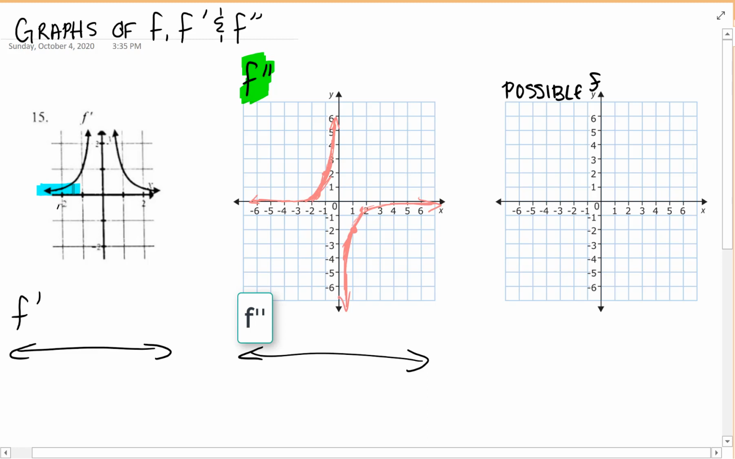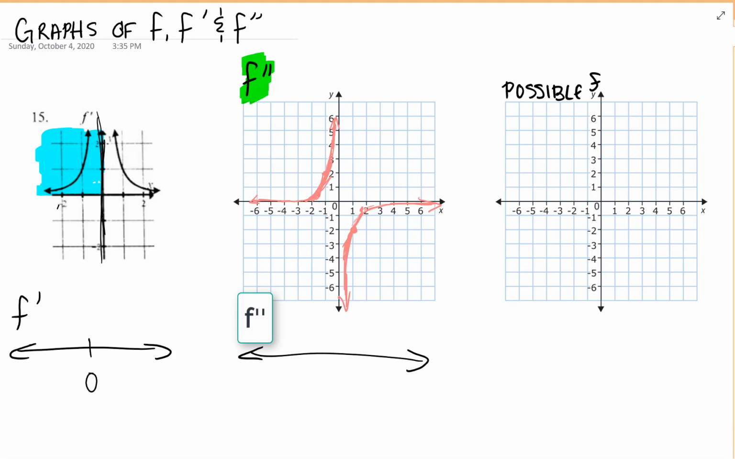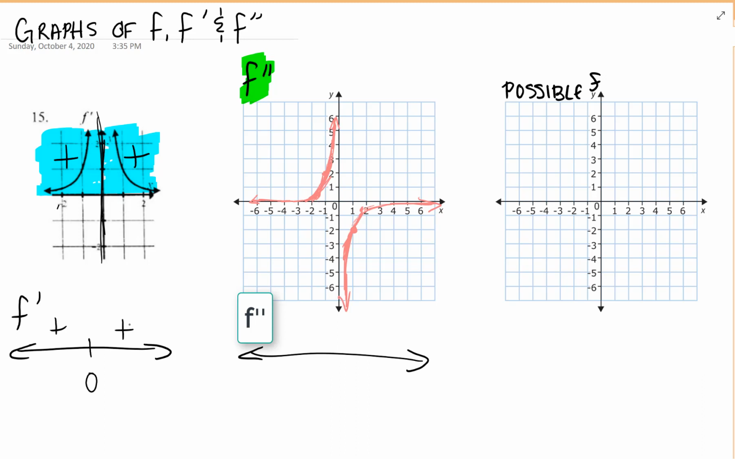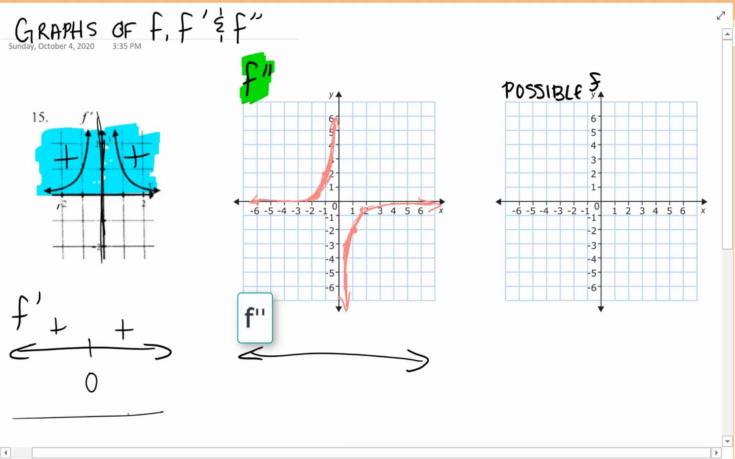F prime is above the x-axis from -infinity all the way to 0. It doesn't cross x equals 0. So x equals 0 is a vertical asymptote here. It needs to be noted on the f prime number line, but we don't need to write CN underneath because it's not a critical number. So to the left of x equals 0, we have a completely positive interval, and to the right of x equals 0, we also have a completely positive interval for f prime. F prime gives us the intervals of increasing and decreasing for f. So this will help me to graph f.